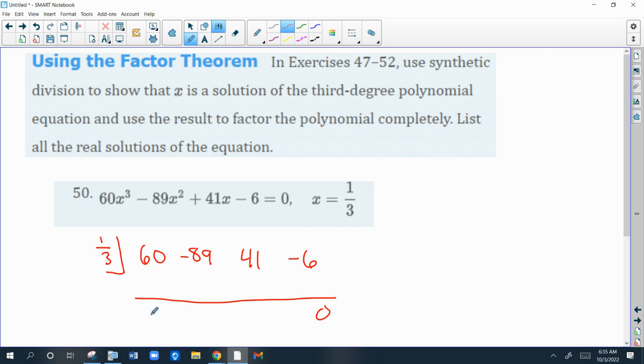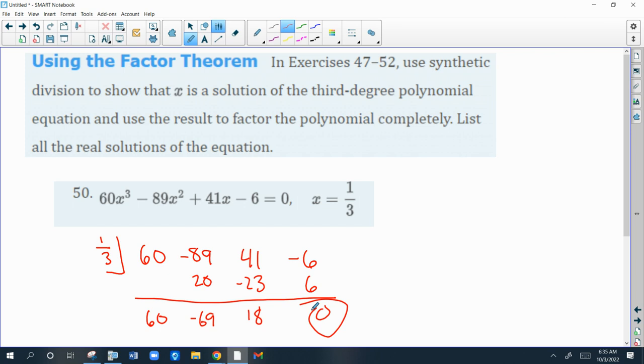So here we go. 60 times 1/3 is 20. 20 plus a -89 is -69. 1/3 of -69, just divide by 3, is -23. 41 minus 23 is 18. And then 18 times 1/3 is 6. And there you go. So everything was done correctly. We're good. Now, here's the thing.